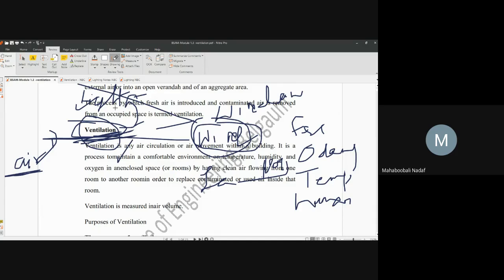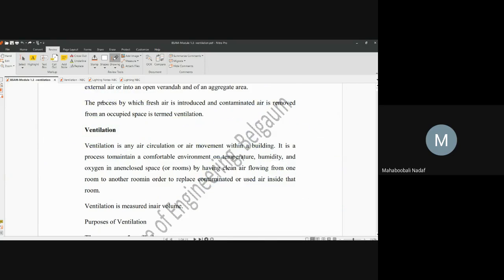Whatever you are telling is 100% correct. The openings which are there to provide ventilation will also act as a medium for lighting, or natural lighting. That is exactly correct, madam. Yes, very good.